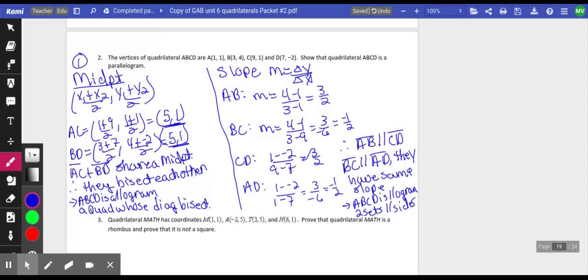The other way I did was the slope. So the slope is delta y over delta x. So I found the slope of all four sides. So the slope of AB is 3/2, BC is -1/2, CD is 3/2, AD is -1/2. So therefore AB is parallel to CD and BC is parallel to AD. They have the same slope. So ABCD is a parallelogram. It's got two sets of parallel sides.